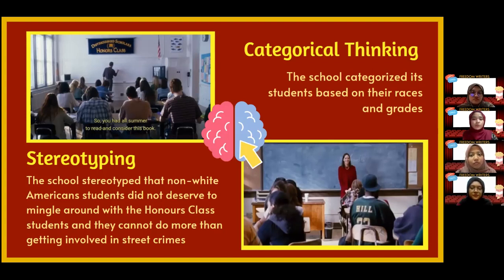At the same time, the movie also portrays the stereotyping process, where people assign characteristics to an identifiable group and automatically transfer those features to someone they believe belongs to the group, which we usually call a stereotype. The fact that the school categorizes its students based on races shows that they have no faith in non-white students other than getting involved in street crimes. Next.